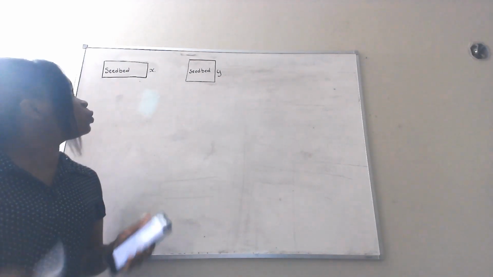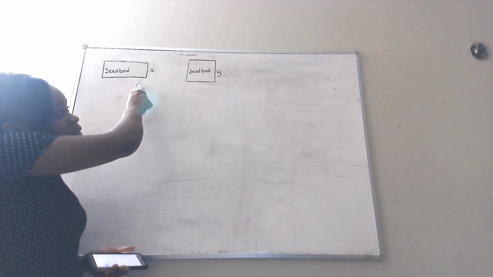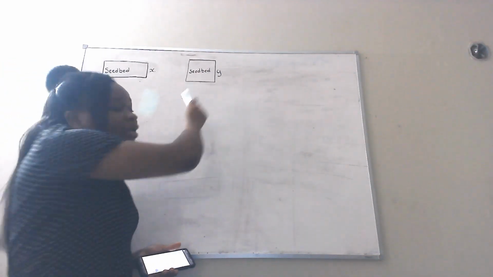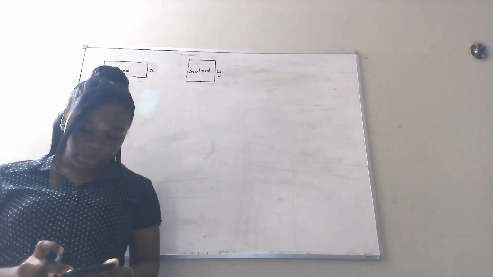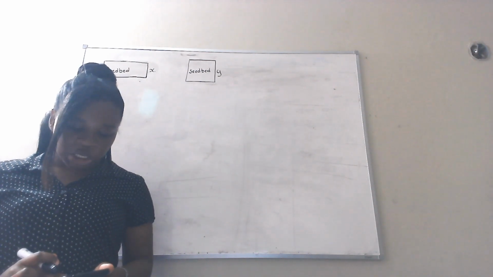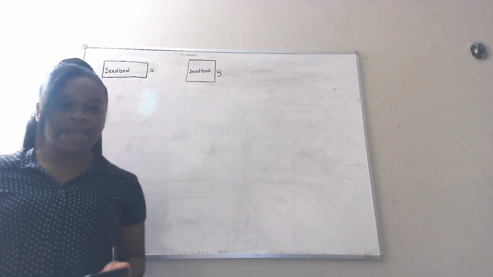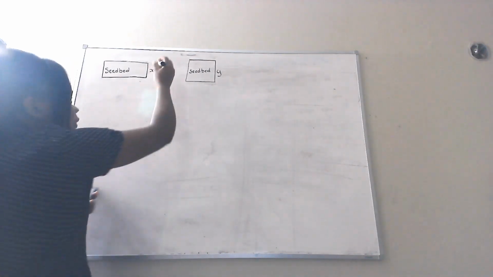On the board we have two diagrams, one representing a rectangular seedbed and the other a square seedbed. Based on the information given, the width of the rectangular seedbed is x meters. So this is our width.